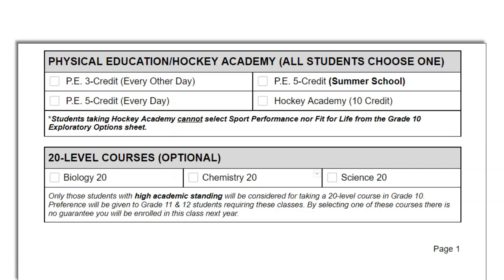Grade 10 students have the option of selecting a 20-level course to take in Grade 10. This is only recommended for students of high academic standing, as the student will likely be completing a 30-level diploma course in Grade 11. By selecting one of these courses, there is no guarantee you will be enrolled in this class next year, as preference will be given to grade 11 and 12 students and will be determined based on student achievement in the prerequisite course. If you selected a 20-level course in grade 10, please write this on the course planning sheet on page 3 now.